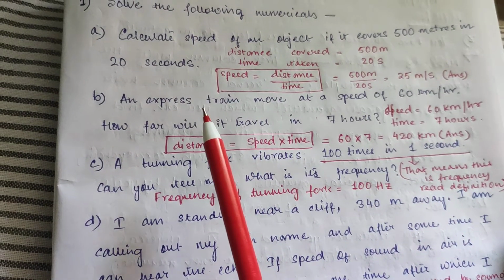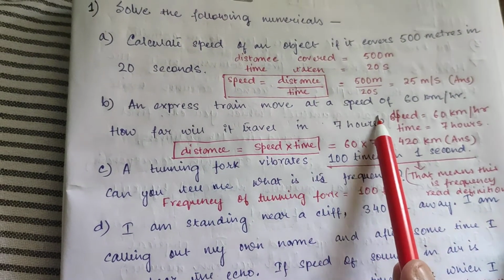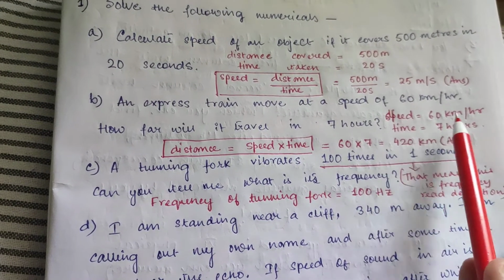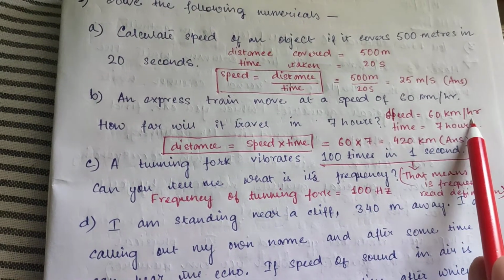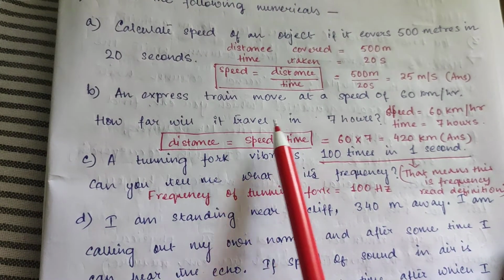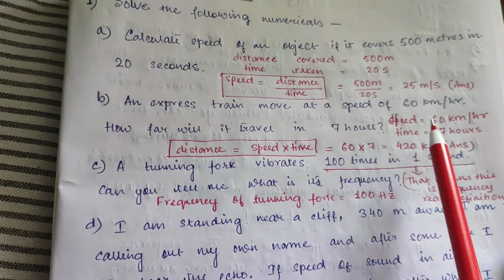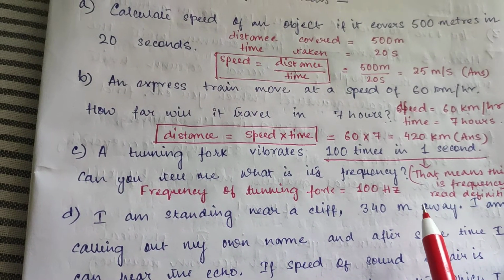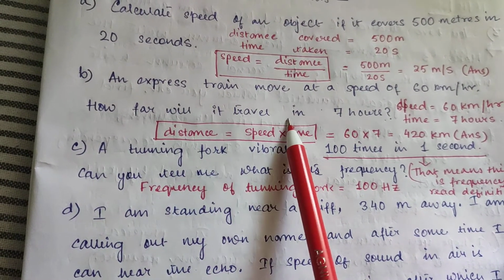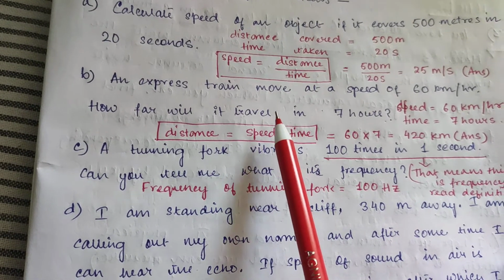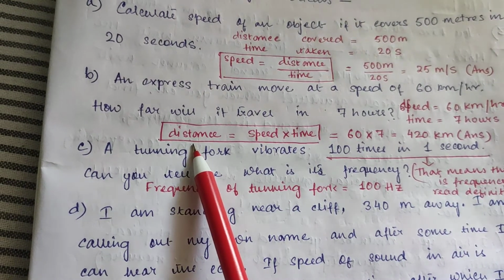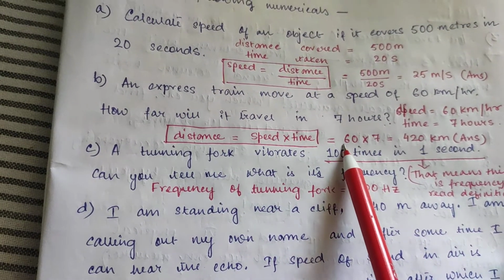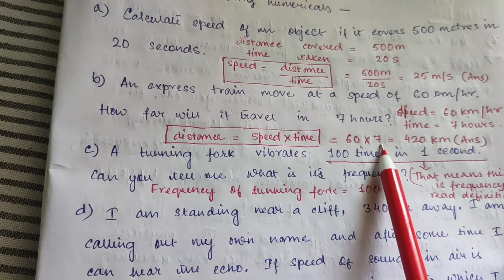Next one: an express train moves at a speed of 60 km per hour. Now what is given to us? The speed is given to us, kilometer per hour. How far will it travel in 7 hours? Time is also given. What do we have to find? We have to find the distance. How far will it travel? That means what is the distance traveled by it? What is the formula? Speed into time.